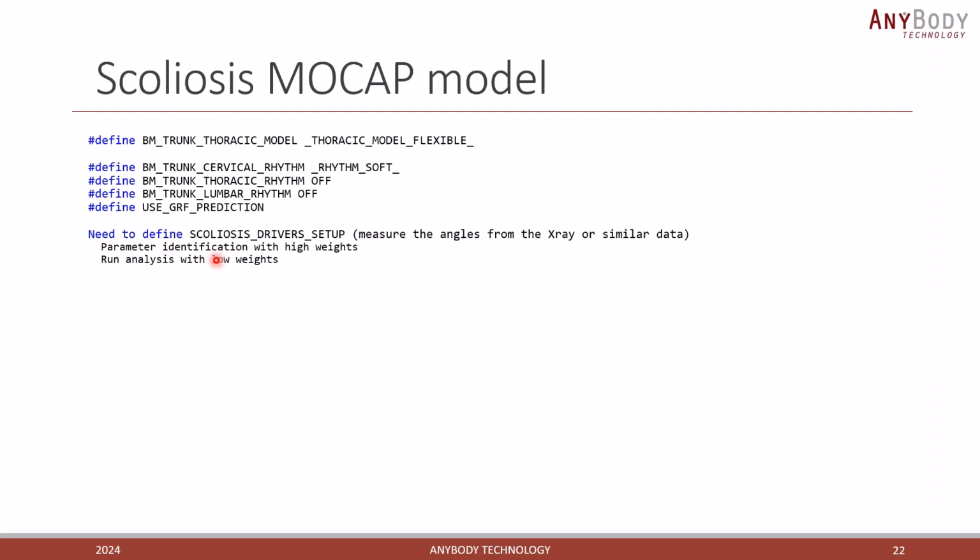So what you need to do is that in the parameter identification, you have to run these with the high weights. So the markers actually will be optimized and the scaling will be optimized, all the things. But the spinal alignment will not change much because they have big weights. But then in the run analysis, when you want to run the analysis, you have to put a low weight on these. Then the markers will lead the spine alignment.